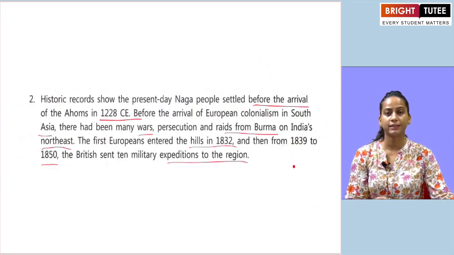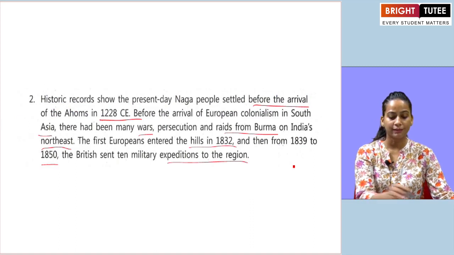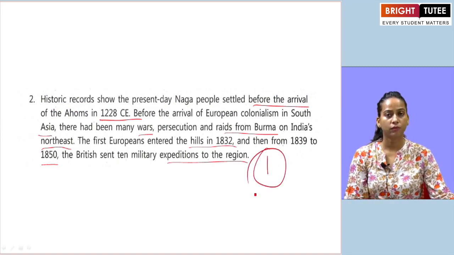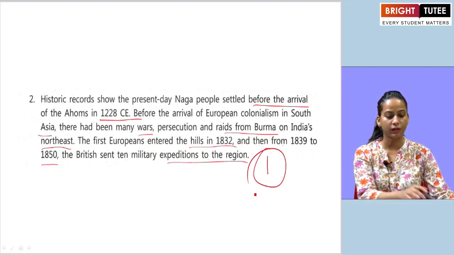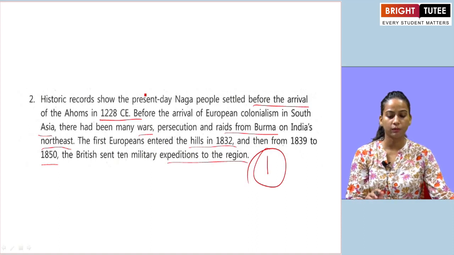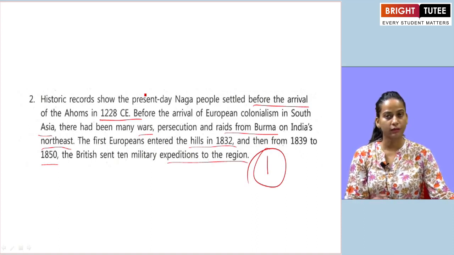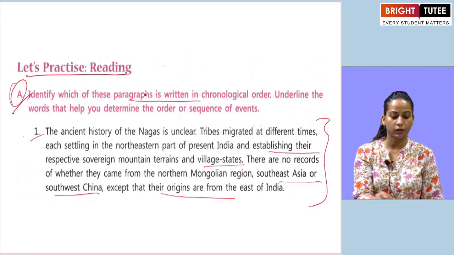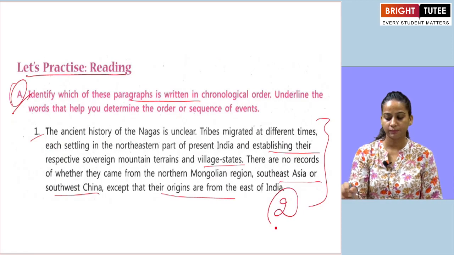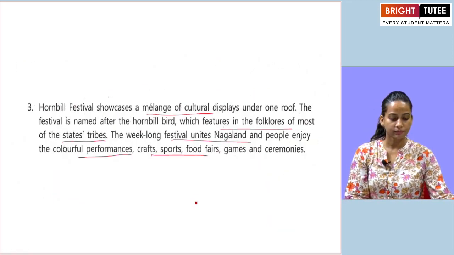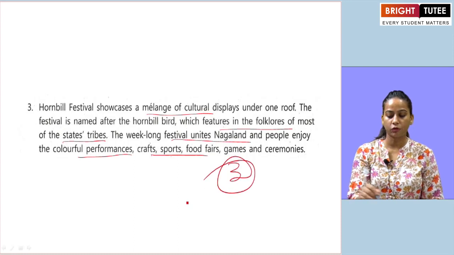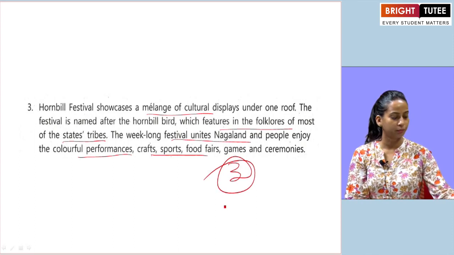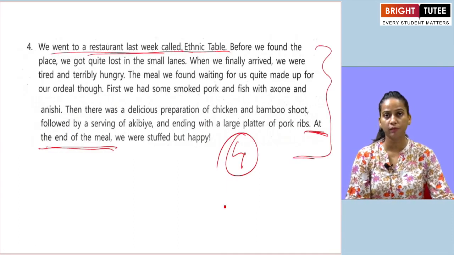So the second point, the second paragraph, if we talk about, that should be chronological, that should be the point 1, that should be the paragraph 1. So we have mentioned this. Historic records show the present day Naga people settled before the arrival, and then after that we are going to take this one where they are talking about giving the description of that. And then thirdly, this festival is going to be, and after that when they have explained about this festival, and the 4th paragraph we have already seen, that is going to be the 4th one.